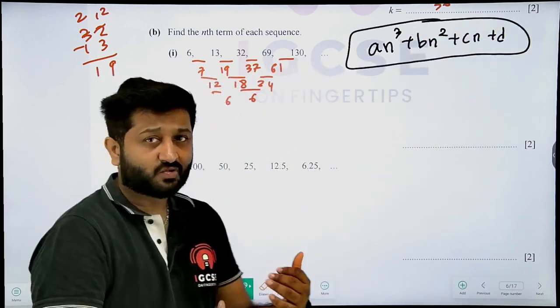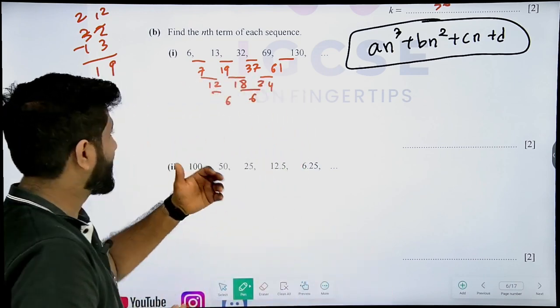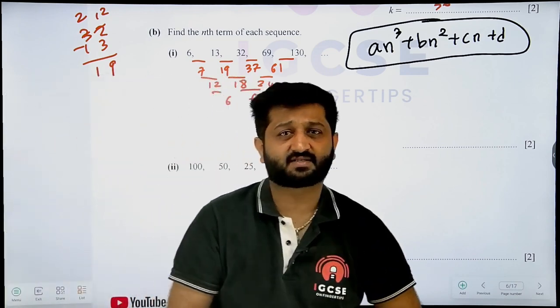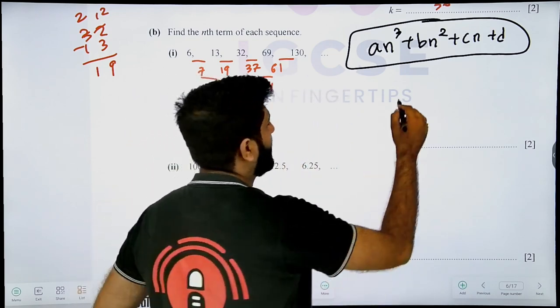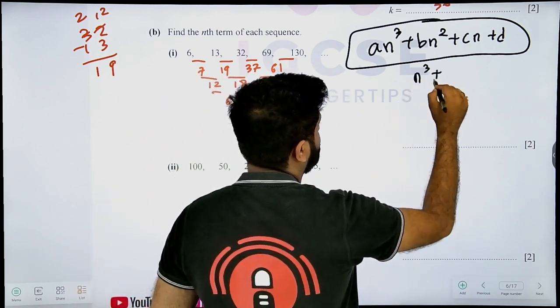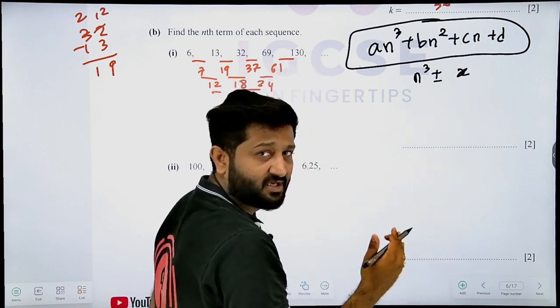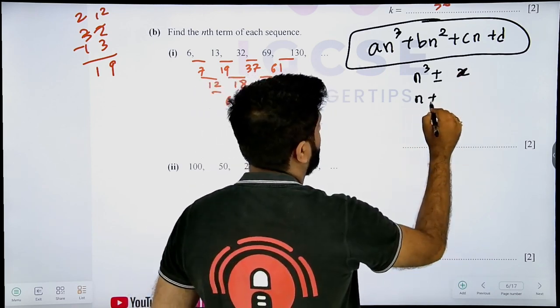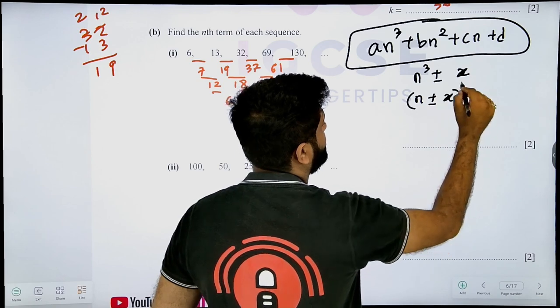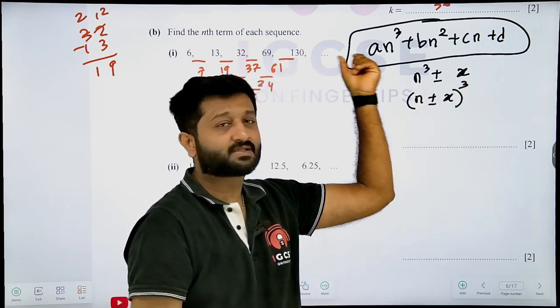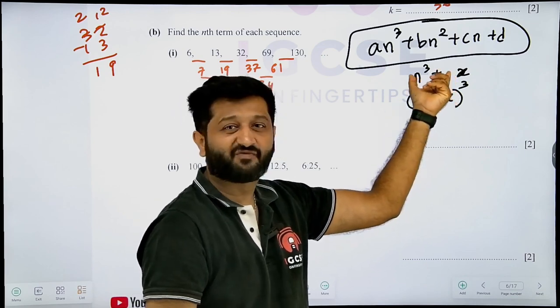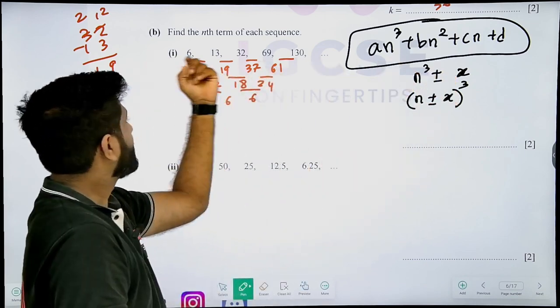Also, every time you should check this: whenever they ask you about a cubic sequence, it is generally something like n cube plus or minus a number x, or n plus or minus x whole cube. So first check whether you are able to fit this sequence here or not.